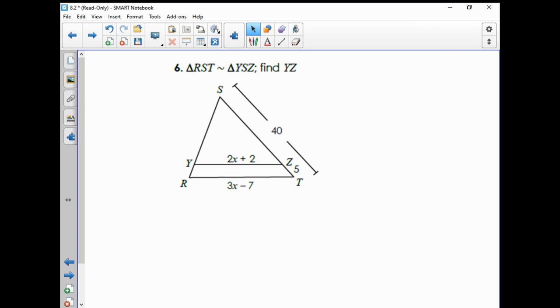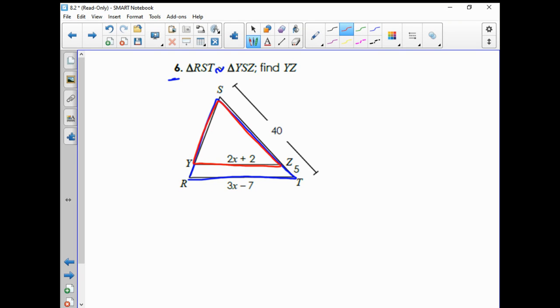All right, look at this fun problem. This is number 6 in your homework, and we're given that two triangles RST, so that's this big triangle right there. That squiggly mark means it's similar, so it's similar to triangle YSZ, which is just this smaller triangle right there.